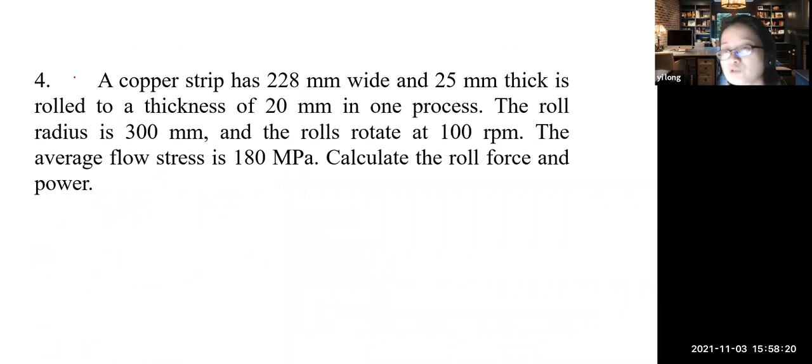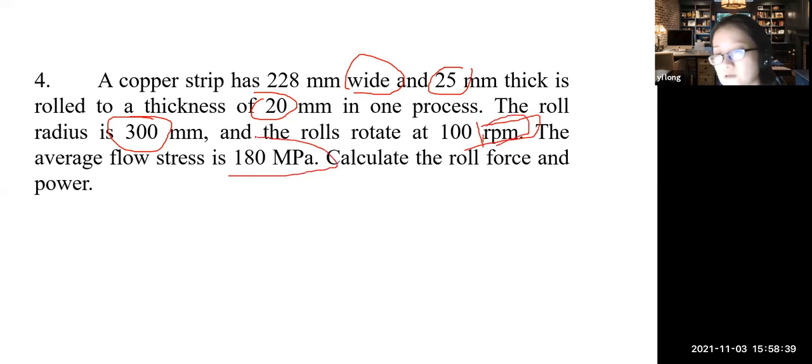So now we move to number 4. This is rolling. Copper strip, width is this, starting thickness is this, and the final thickness is this. The radius is this. RPM is different now. So the average flow stress is this. Calculate the roll force and power. Okay, so this is rolling.